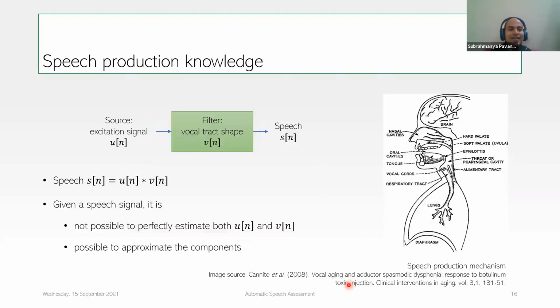In these systems, our challenge was to introduce speech production based knowledge because the system uses minimal prior knowledge. How do we go about doing that is by the basics of speech production knowledge, where speech is assumed to be a convolution of two components. One is the excitation signal, which is u of n, which is the source, the air coming from the lungs, which is modulated by the vocal tract of shape v of n. The impulse response is v of n. So speech is a convolution of these two signals. But given a speech signal, it is not perfectly possible to estimate u of n and v of n together, but it is possible to approximate them.